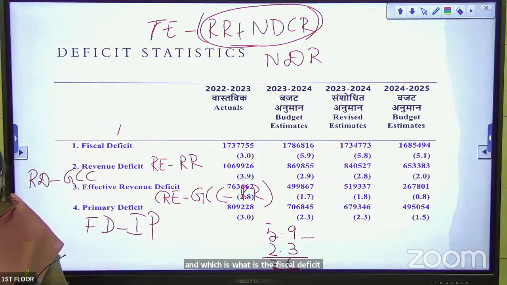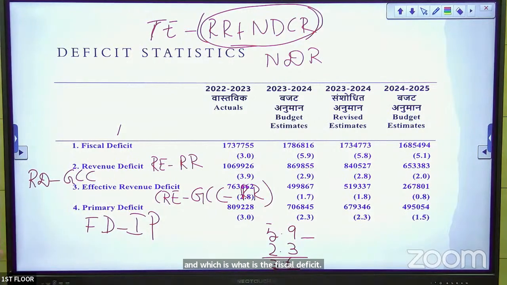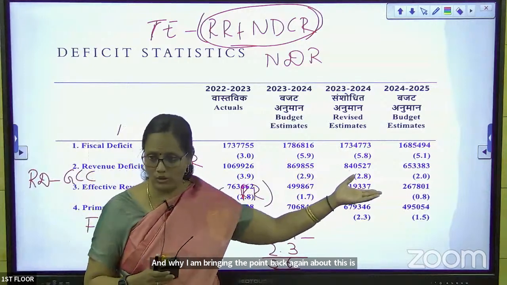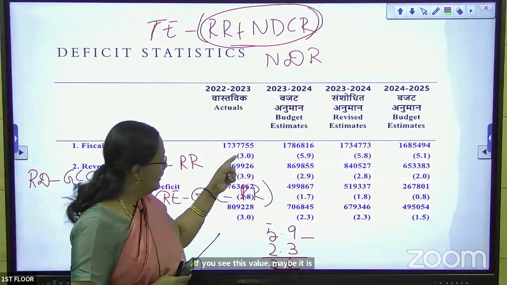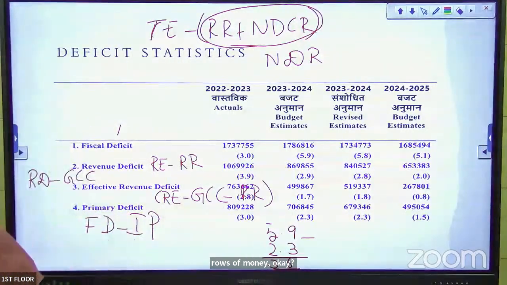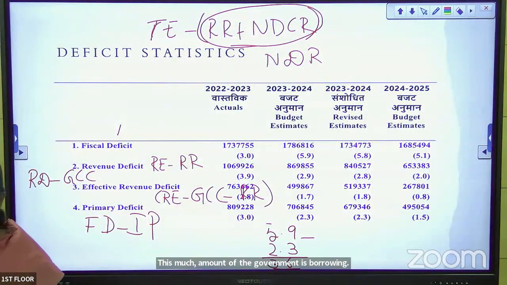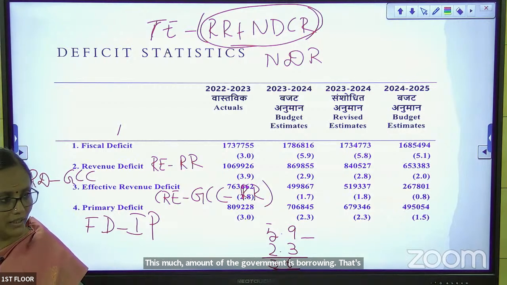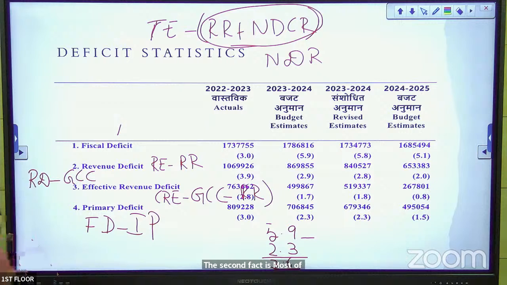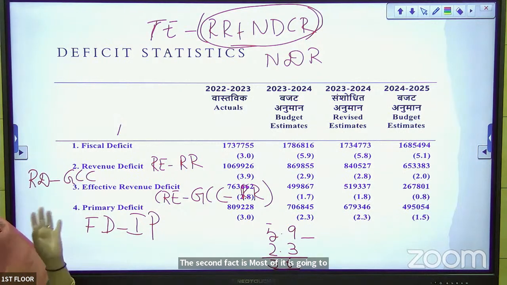And why I am bringing the point back again about this is, if you see this value, maybe it is written in some lakh crores of money, okay? This much amount the government is borrowing. That's the first fact which should be going into your mind. The second fact is, most of it is going to repay the interest payment.